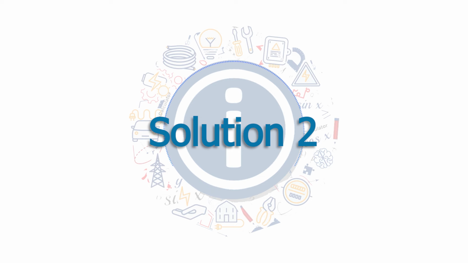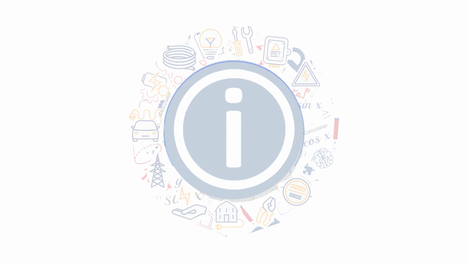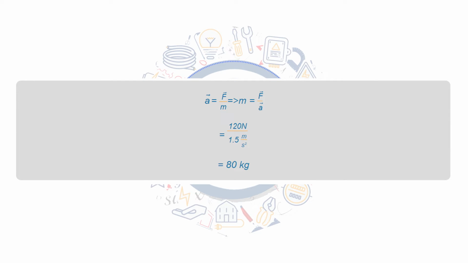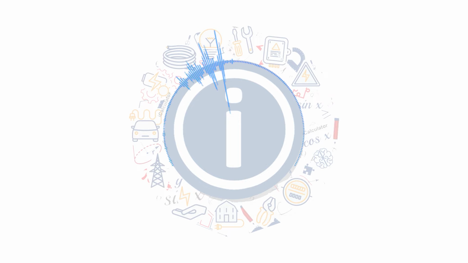Solution 2. 1. Using Newton's second law as mentioned previously, we obtain the equation shown on screen. 2. Given that when multiplying a vector by a scalar, the result is a new vector which has the same direction as the original vector, the direction of acceleration is due north as well.